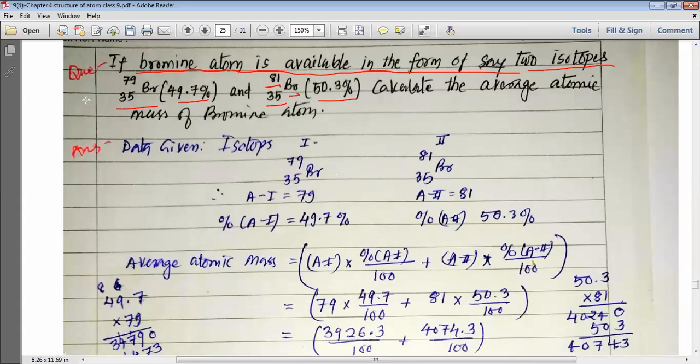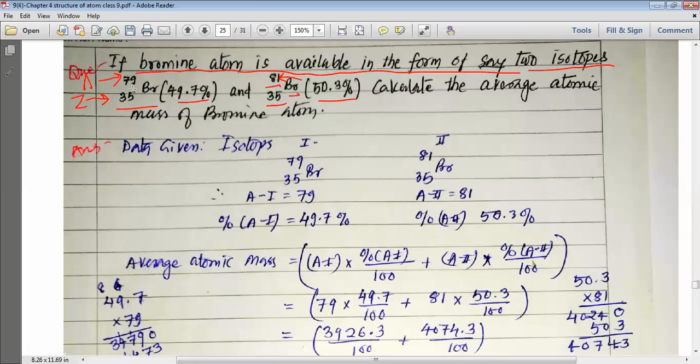Now please understand, my dear students, that in the subscript we write the atomic number Z, and in the superscript we write the atomic mass A. For calculation of the average atomic mass, we choose the atomic mass, and of these two atomic masses given here, for isotope 1 we have 79. And for isotope 2, the mass given is 81, you can see here.